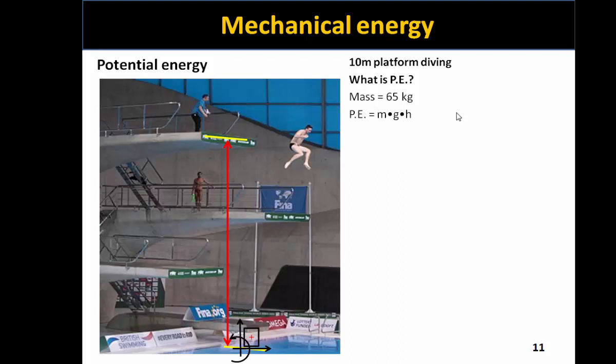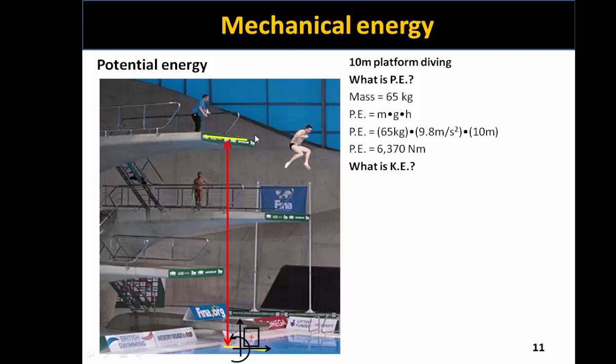We previously defined the equation for potential energy as mass times g times height. By substituting the relevant values, 65 kilograms times 9.8 meters per second squared times the height, 10 meters, we have an overall ability to perform work equal to 6,370 joules, or 6,370 Newton meters. Now, does energy get lost in this process?